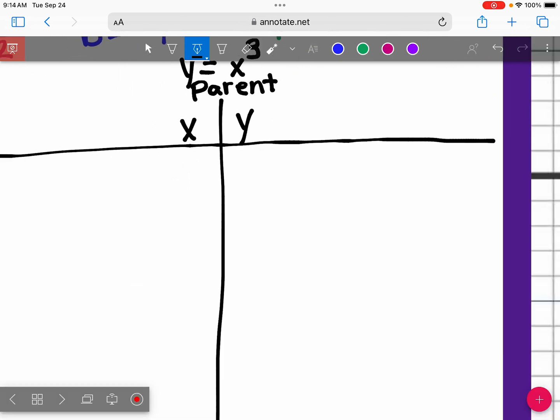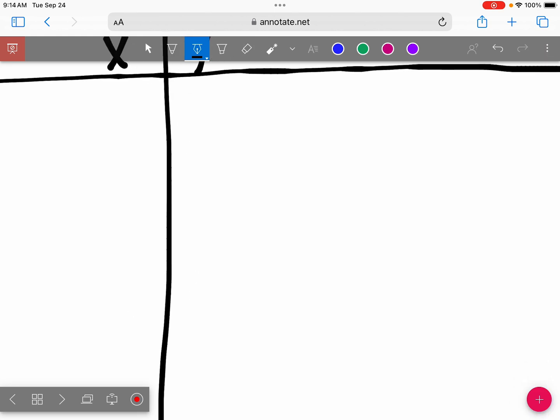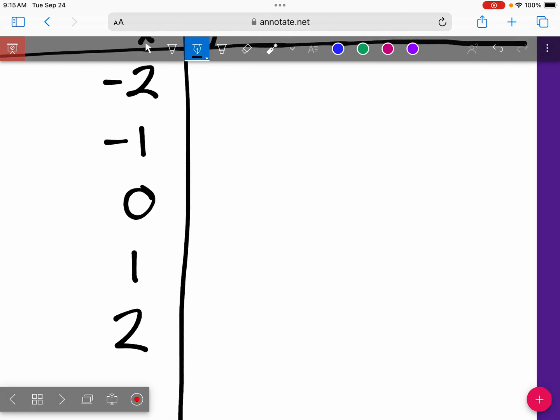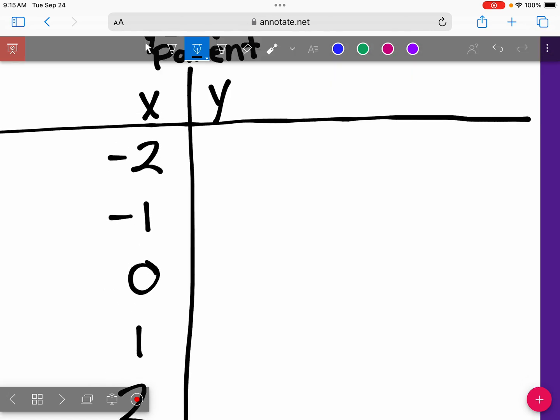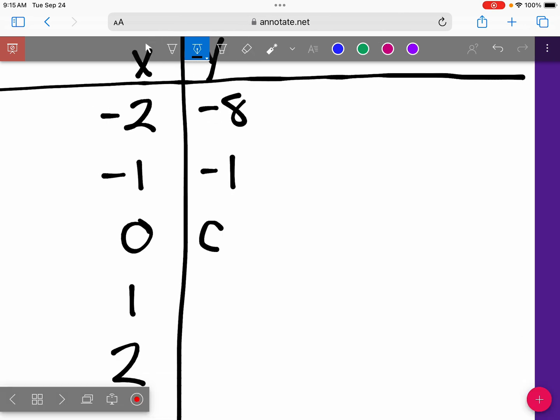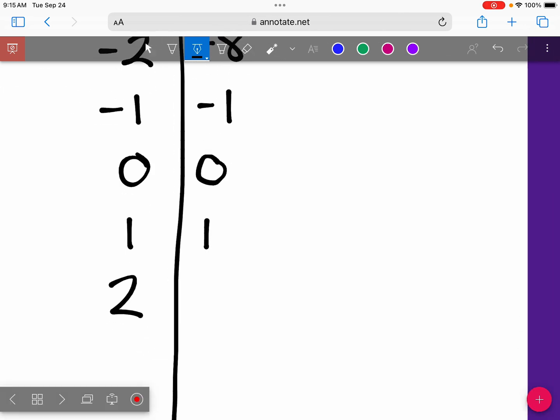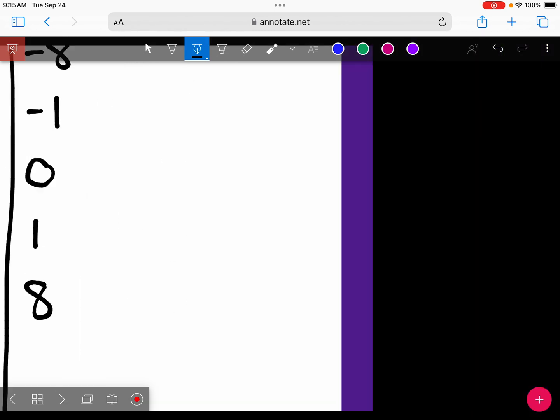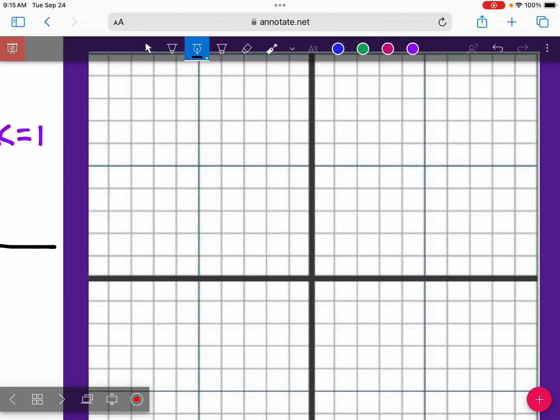For our x's, we can keep using the same ones. There's nothing special about cubes. I want that good view of the middle. So I'm going to take my -2, -1, 0, 1, and 2. What are my y values going to be here for my parent function? Ooh, careful, careful, careful. -8. Not 4. -1, 0, 1, and 8.